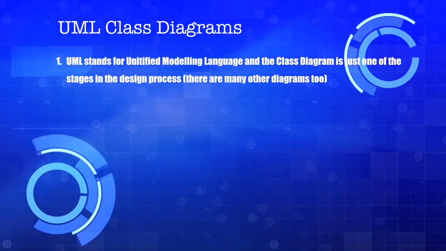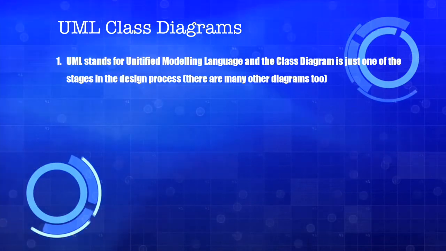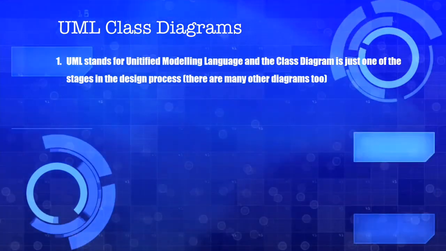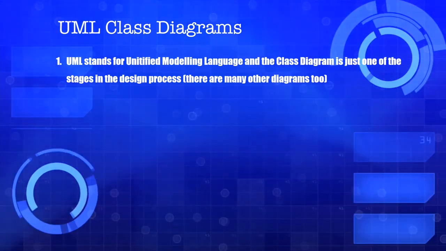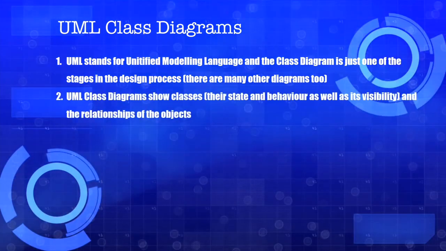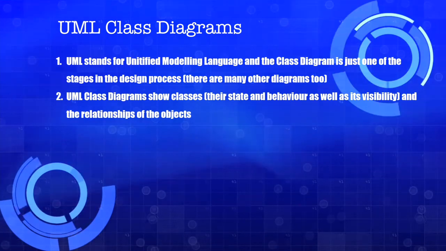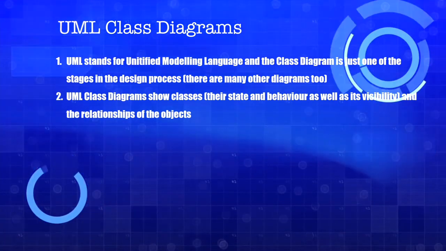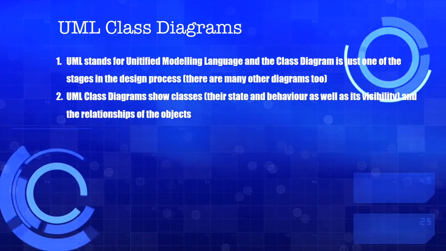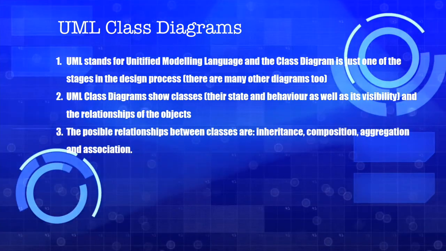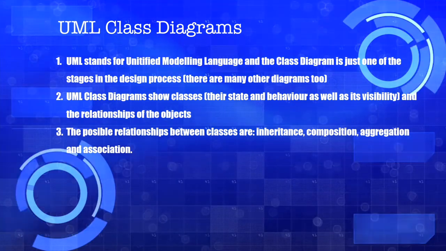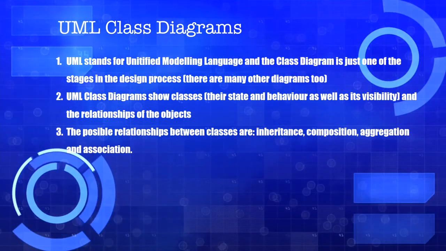So the unified modeling language contains lots of diagrams, charts, etc. The class diagram is the only one that we really use, and it's one of the most useful ones for object-oriented programmers. It shows class and behavior as well as visibility, public, protected, or private, and the relationships between those objects. A relationship can be inheritance, composition, aggregation, and association.